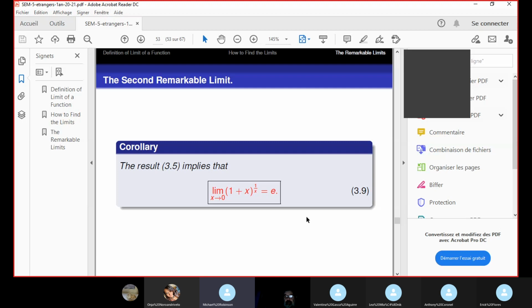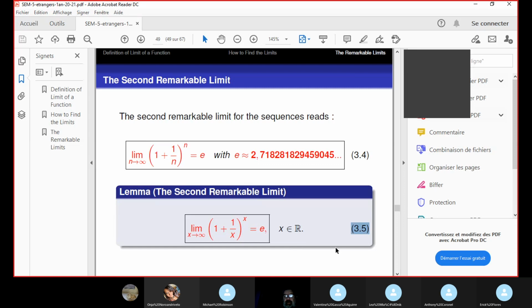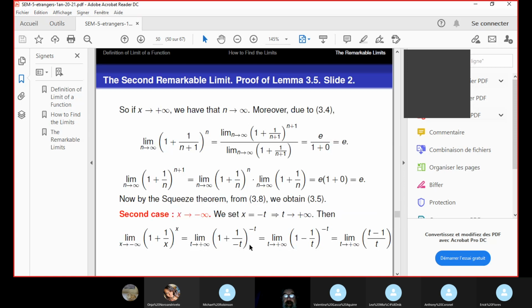Good. So, the corollary of this result, which is rather useful in our work. You see, here in this formula 3.5, we have x goes to, for example, plus infinity. So you have 1 plus something small, which, as x goes to plus infinity, is positive. But the power x is very big, x goes to infinity. So the corollary in this case is as follows.